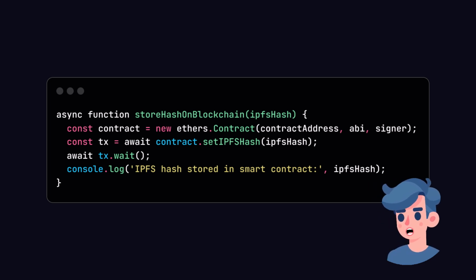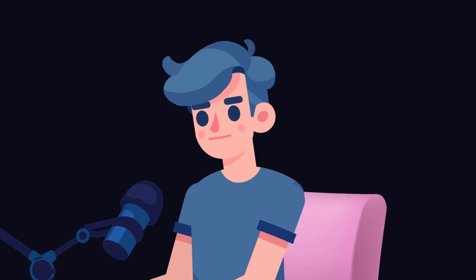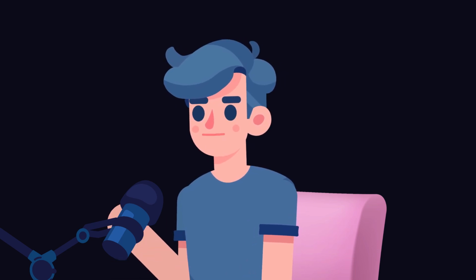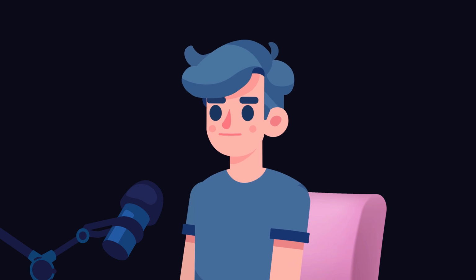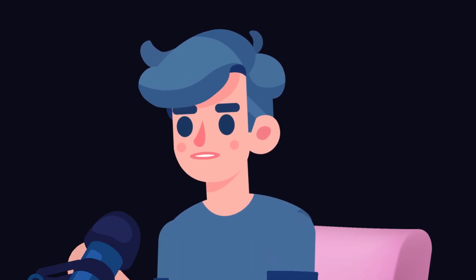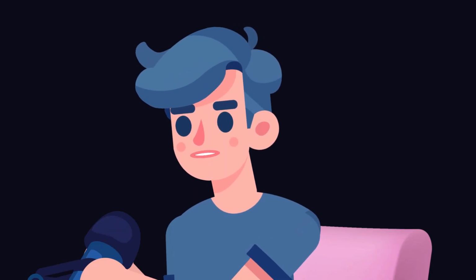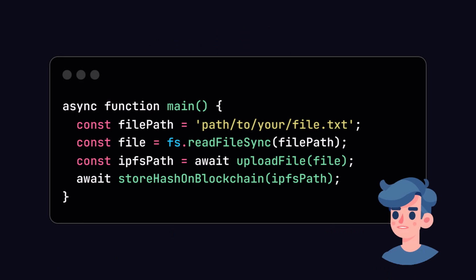After uploading a file to IPFS, we can call our smart contract's function to store the hash. In the store hash on blockchain function, we create a contract instance and call the setIPFSHash function to store the hash. Make sure to replace contract address with the actual address of your deployed contract. Now let's put it all together in the main function. We will upload a file, get the IPFS hash, and store it on Ethereum.